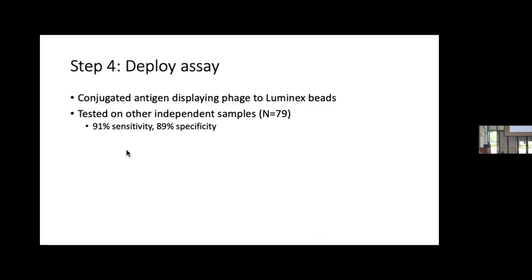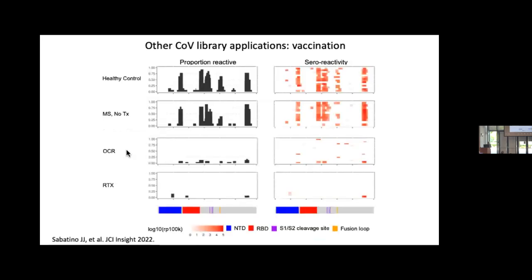So my SARS-CoV-2 work actually continues because we built this library, and that has led to a lot of people seeking us out for collaboration. And one of the more interesting applications that I want to talk about very briefly is in looking at vaccination. So a colleague of mine in neurology at UCSF, Joe Sabatino, works on MS and collected a cohort of persons on different immunomodulatory therapies for MS.